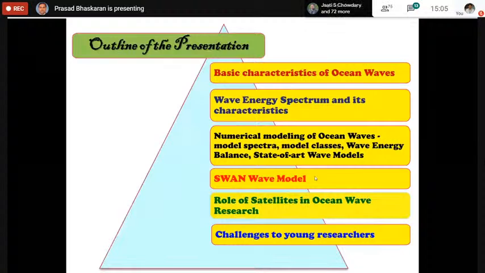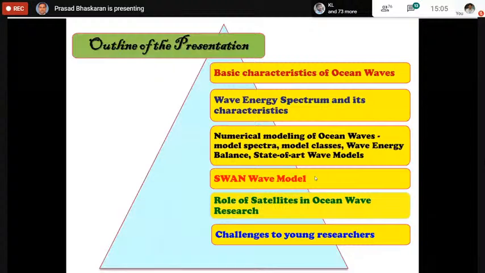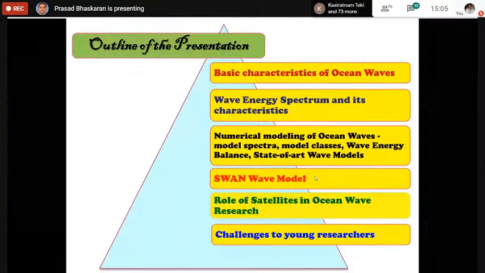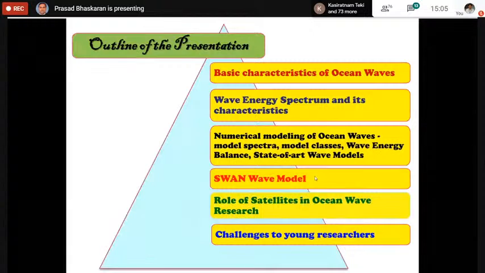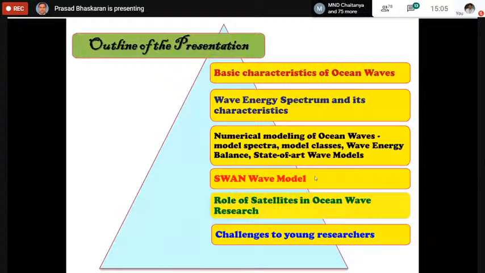Further, I will be talking about the numerical modeling. How do we model these ocean waves? How do we incorporate the model spectra, the different types of model classes, the formulation of the wave energy balance, and the state-of-art wave models we have at present today. Thereafter, I will be converging my discussion on SWAN. SWAN is basically a shallow water wave model. So I'll be giving more emphasis on shallow water wave model. Of course, I'll be talking about the other wave models also.